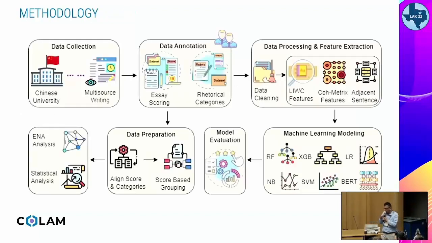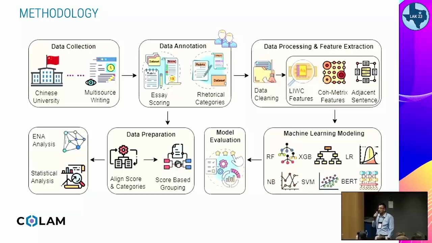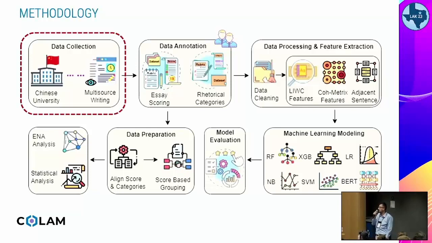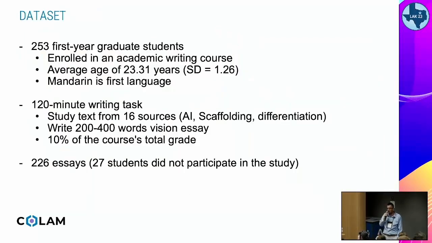So what we did, we collected data. We invited 253 first-year graduate students in a university in China who were enrolled in an academic writing course in English. The students' first language was Mandarin.